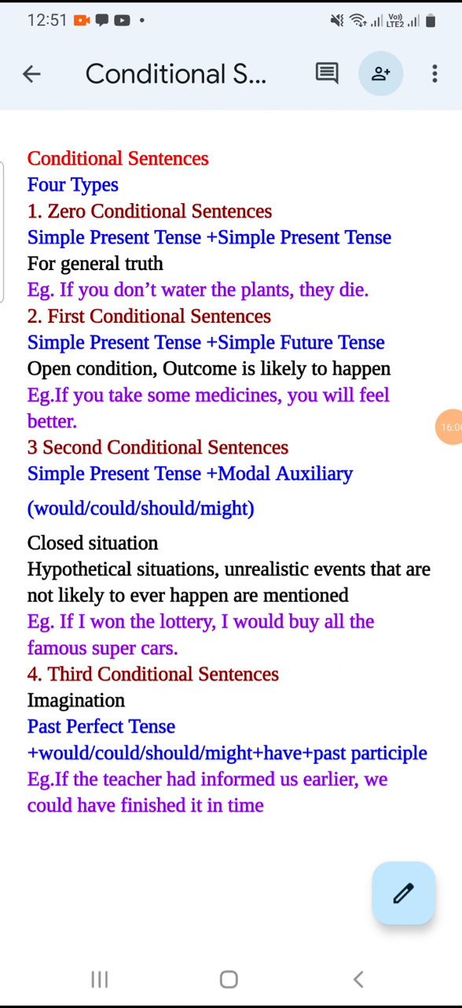Now come to the example here. If you take some medicines, right? So that's simple present tense, you will feel better, right? Another example, if you don't leave, I will call the police.